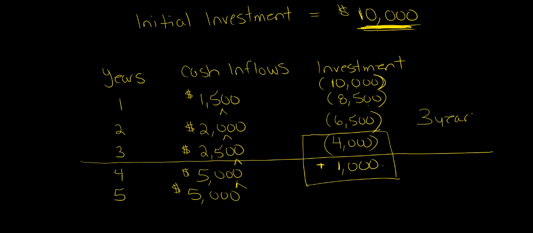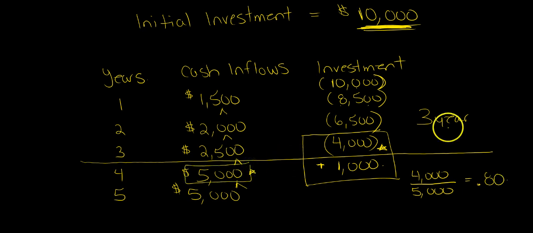All you have to do is take the last negative balance, so that's the 4,000, and then just divide that by your next cash inflow, which is 5,000. So if you take 4,000 divided by 5,000, that'll give you 0.8. So 80% of this went to paying the original investment, and that makes sense. And then the remaining 20% is when we're cash positive. So then when we go and say, how long does it take to repay the original investment? It's 3.8 years.